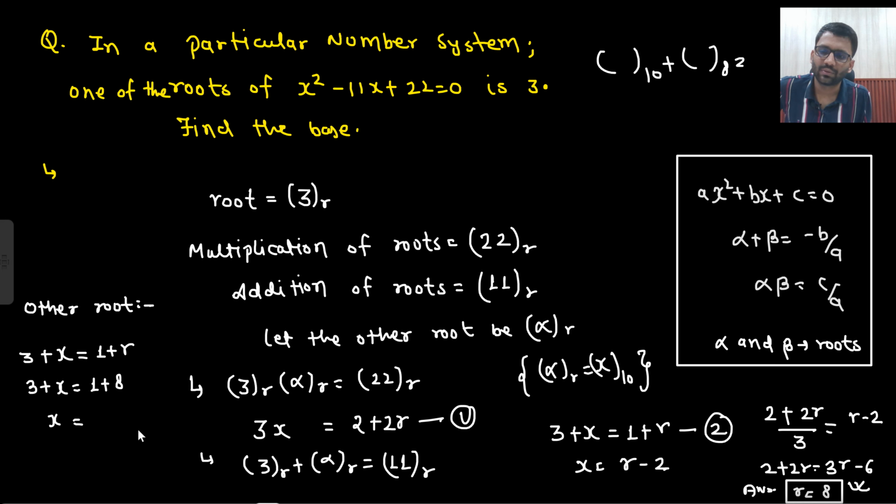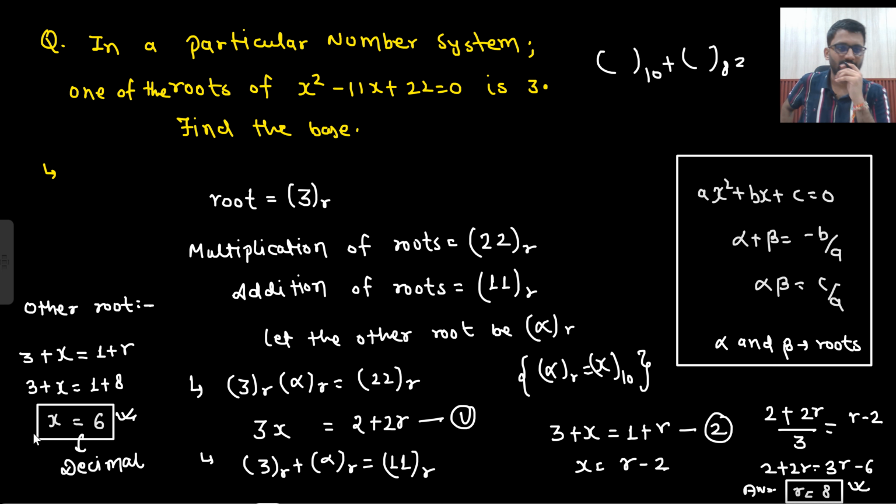So x is equal to 9 minus 3, so x is equal to 6. This is the other root, and this root is in decimal. So the other root is 6 in decimal. In base 8 as well, this answer is in decimal. So alpha r, alpha in base 8, is equal to 6 in base 10.